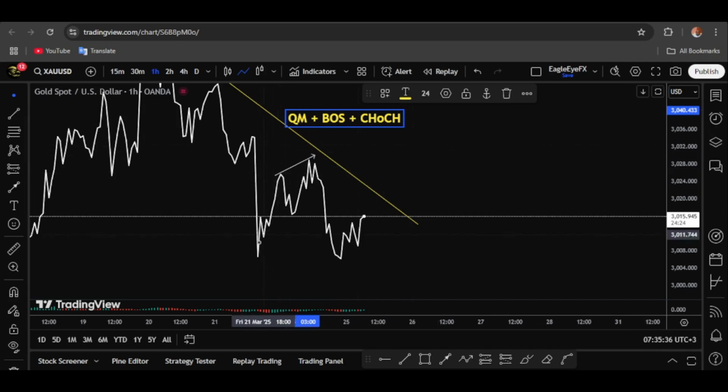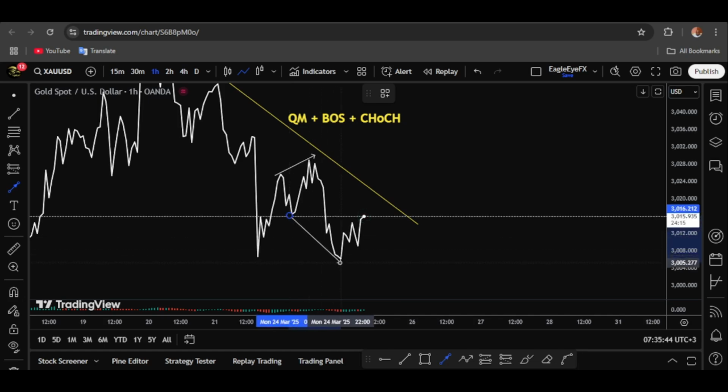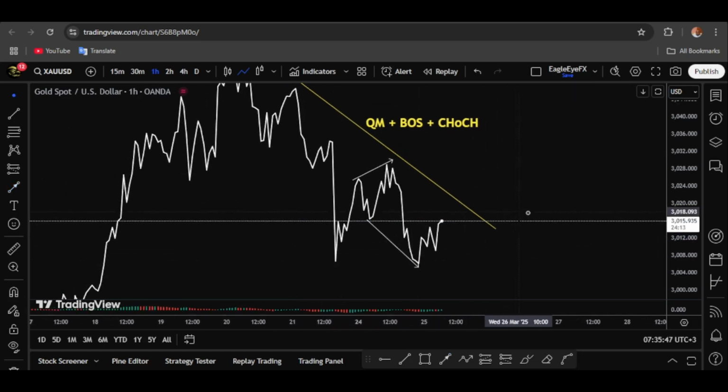Right, so we want to see this clearly, the break of structure, which is here. You can see that higher high, higher low, higher high, higher low. So you can see the break of structure. Then the change of character is this over here. You can see our change of character over there, very clear. Then now what do we do? We want to mark this level over here.